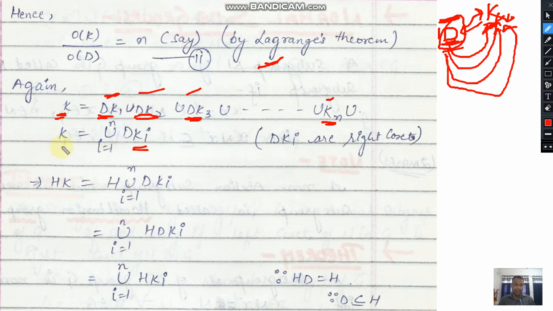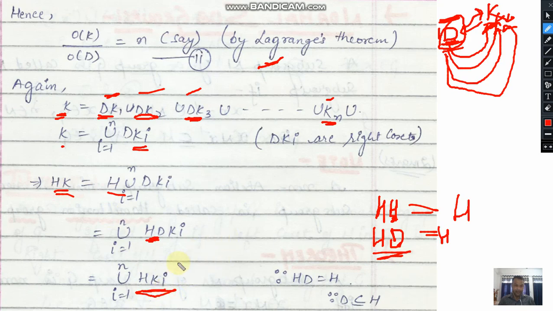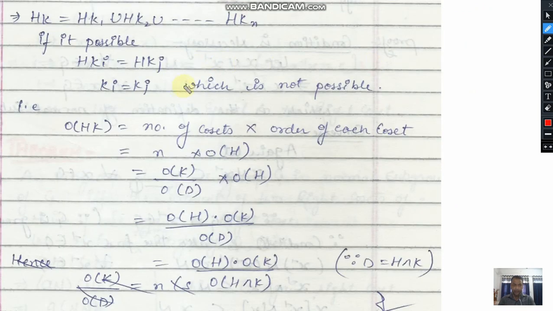If I multiply this K on both sides by H and apply the associative property, then HD means, as you know, that if you multiply H by H, the result will be equal to H. And if I multiply H by any of its subgroups or subsets D, this will always give H. This is a theorem and we have discussed it in the previous lecture. So HK will be equivalent to the union of HKi. We can write this union in detail here.